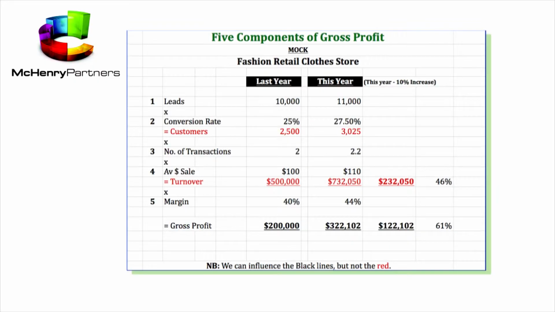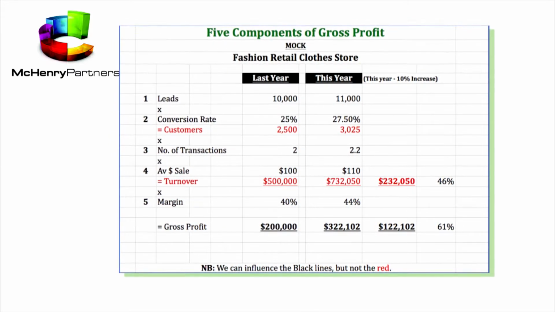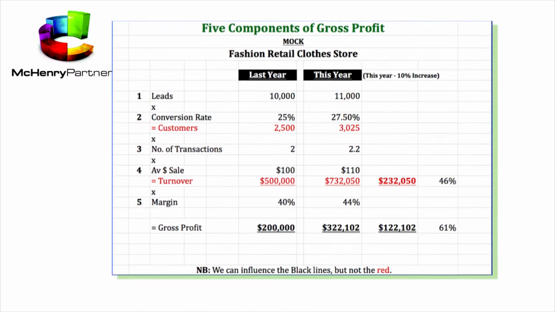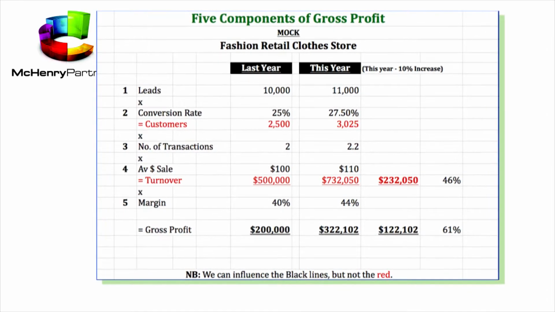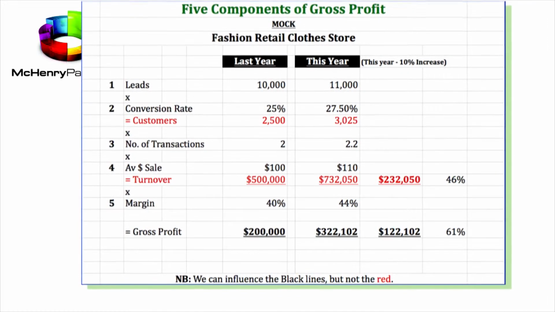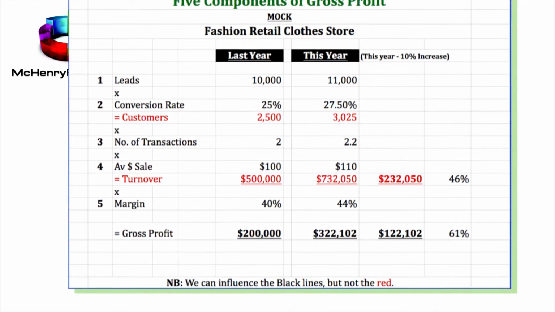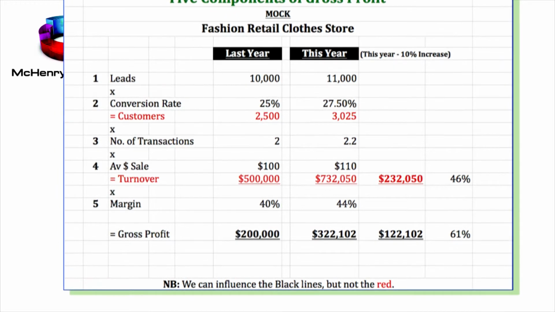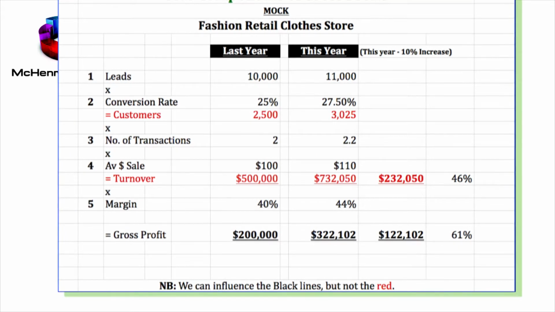Now let's look at the financial effect if marketing initiatives can increase each of these components by 10%. Leads increase to 11,000, conversion rate increases to 25.5%, number of transactions to 2.2 on average, the average dollar spend to $110, and the margin to 44%. The combined effect is the gross profit has increased from $200,000 to $322,000, an increase of $122,000 or 61%. I note that it doesn't matter what the numbers are currently, by applying the additional 10% to each component will always improve the bottom line by 61%.